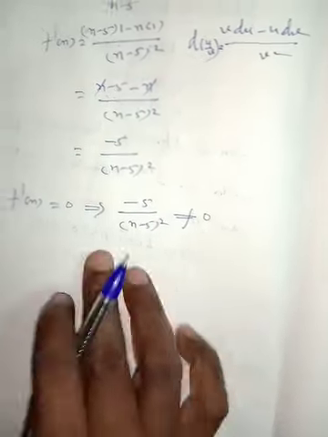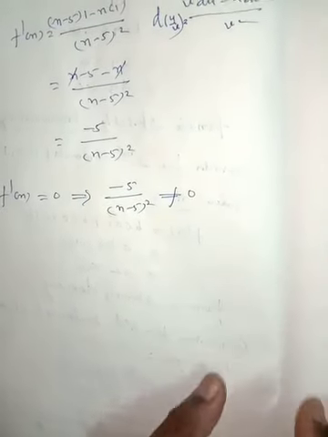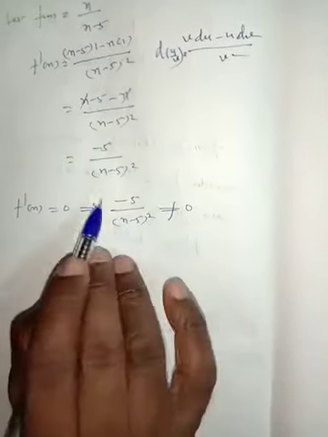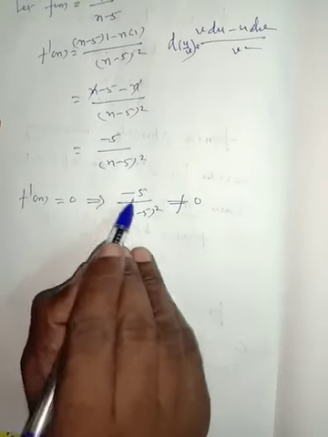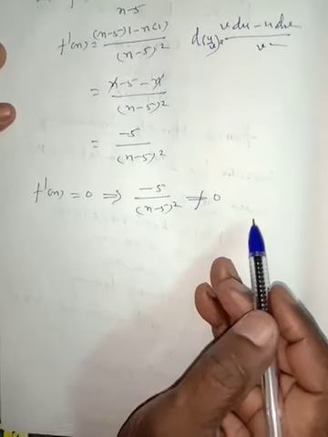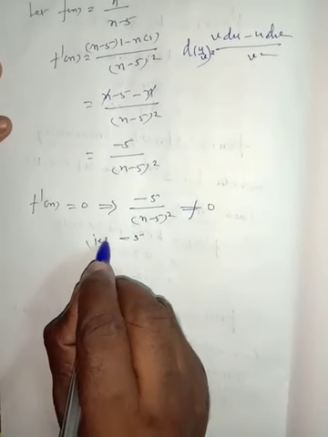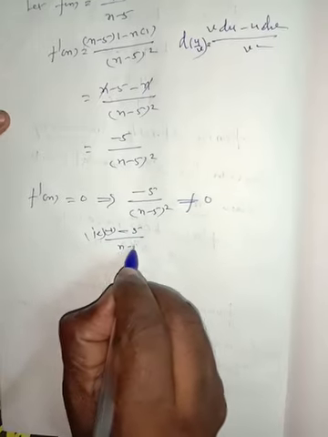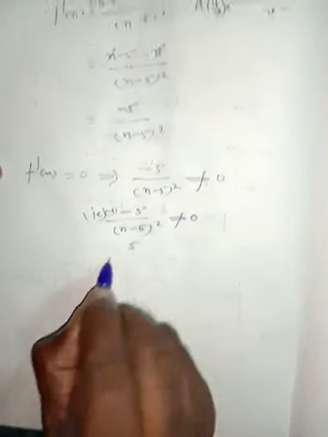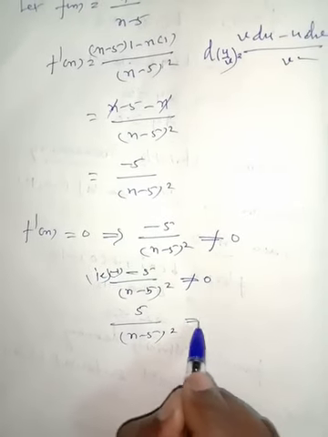Why is it not possible? The reason is cross multiplying we get minus 5 is equal to 0, but minus 5 is a real number and cannot be 0. Multiply minus 1 on both sides, we get minus 1 into minus 5 is positive 5 divided by x minus 5 whole square is not equal to 0.